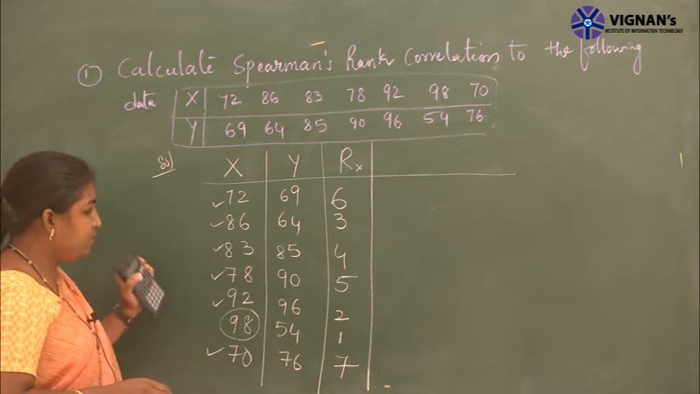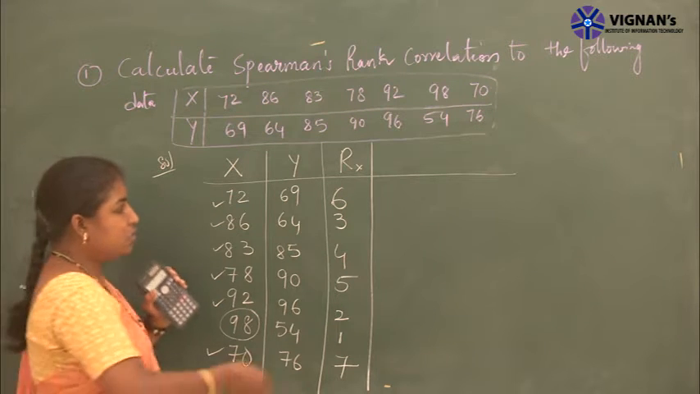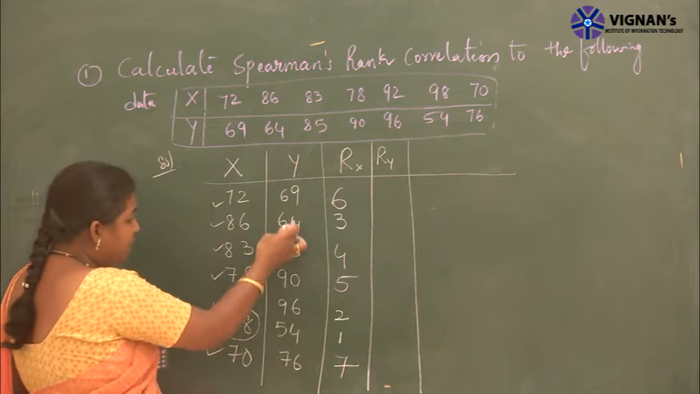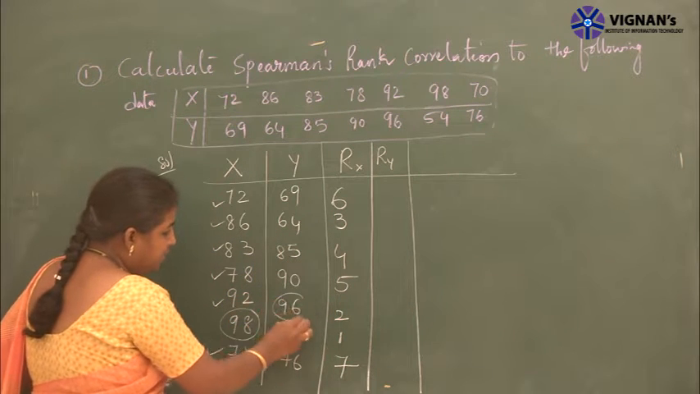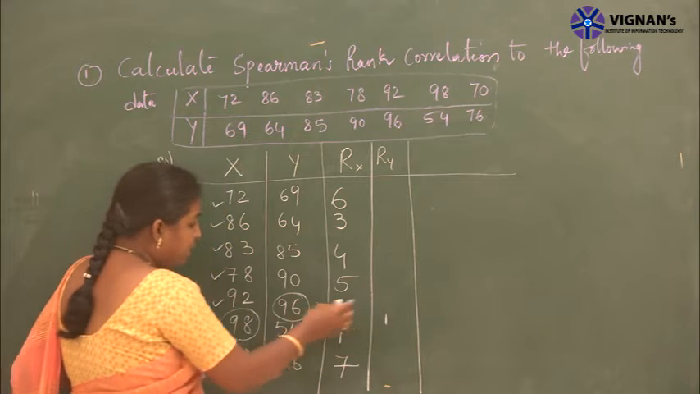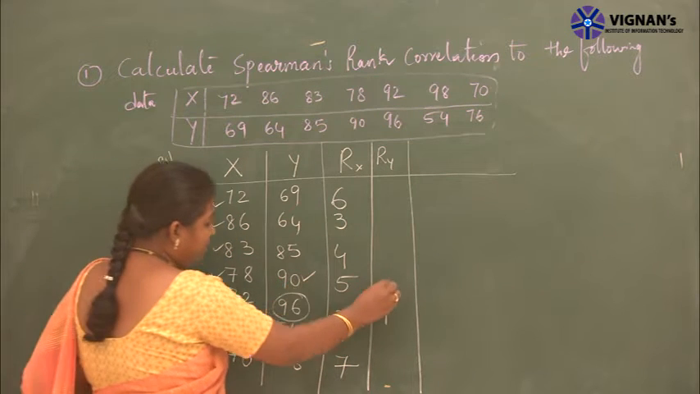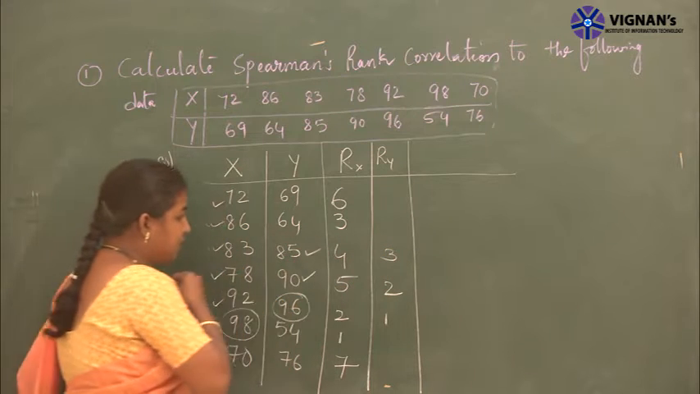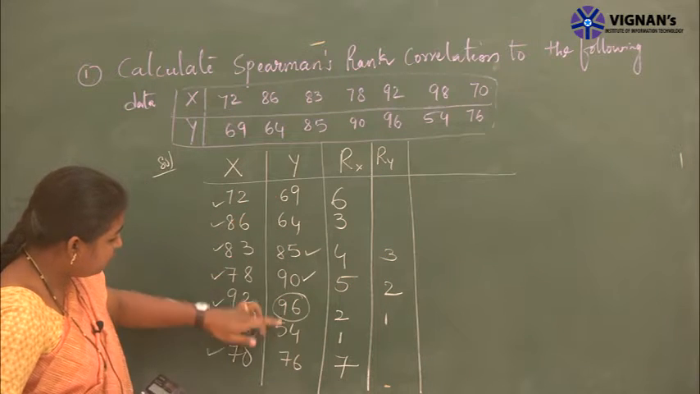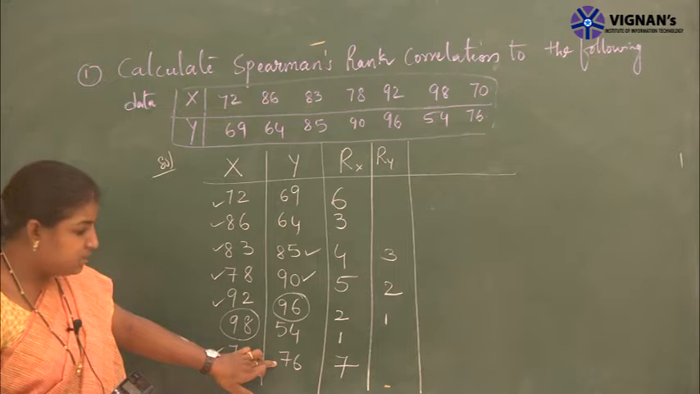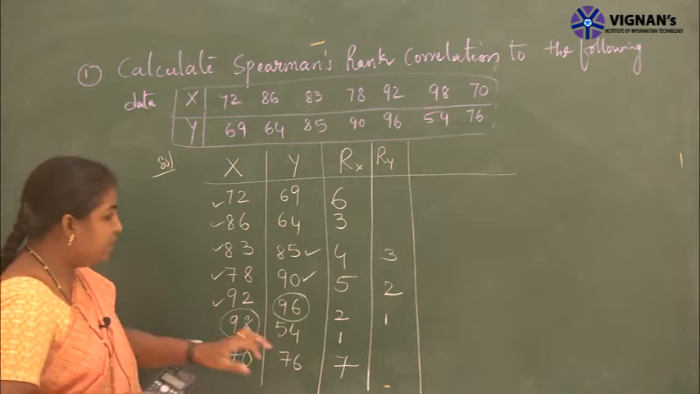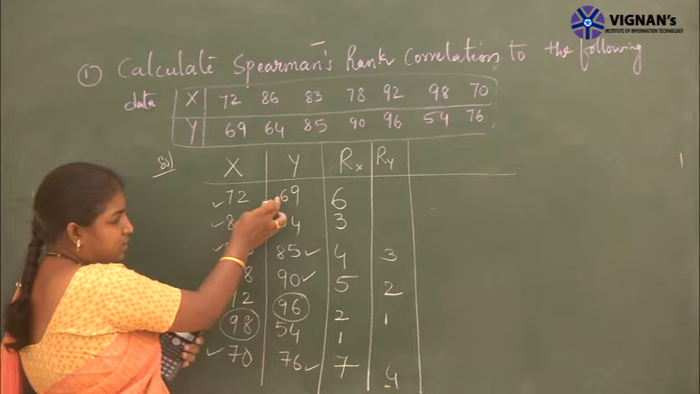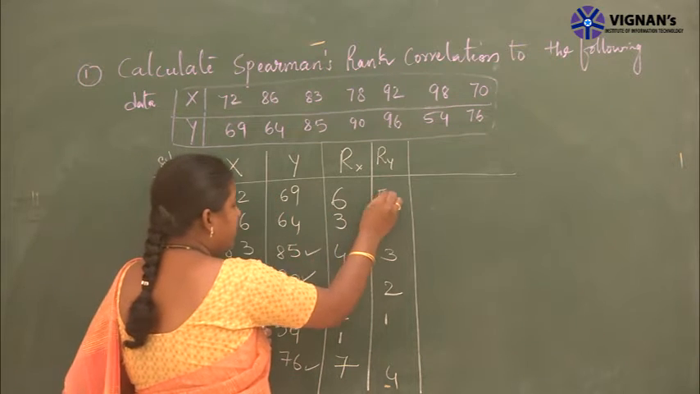In the same way, we give the ranks for the y values, represented by Ry. The maximum value is 96, rank 1. The next maximum is 90, rank 2. The next maximum is 85, rank 3. Among the remaining values 69, 64, 54, 76, 76 is the maximum, so the next rank is 4. And among 54, 64, 69, 69 is the maximum, so rank 5.